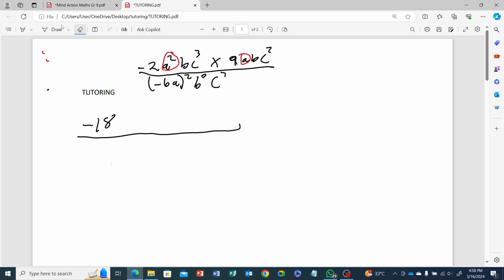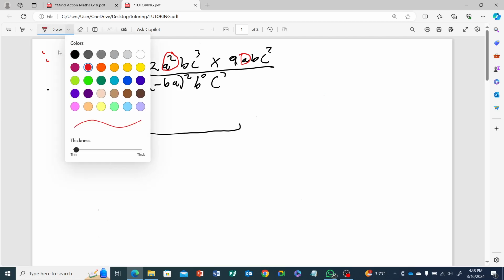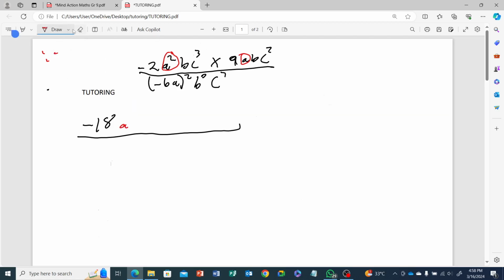Okay, so now we can write it in the form of a cubed. Okay, b exponent of 1 plus b exponent of 1. When you multiply, then you add the exponent, it will be squared. Then you have c exponent of 3 and exponent of 2 will give you exponent of 5. Okay, now you are done adding the exponents. You go to the denominator now.